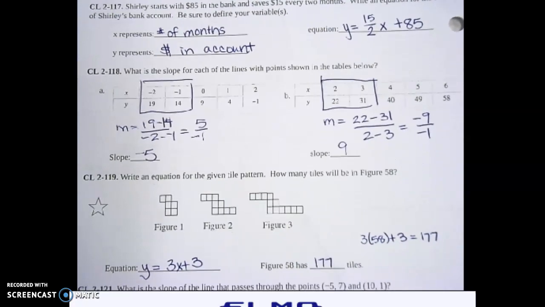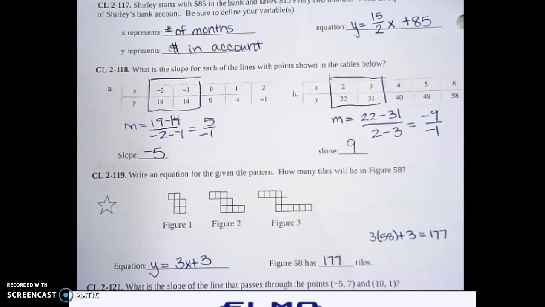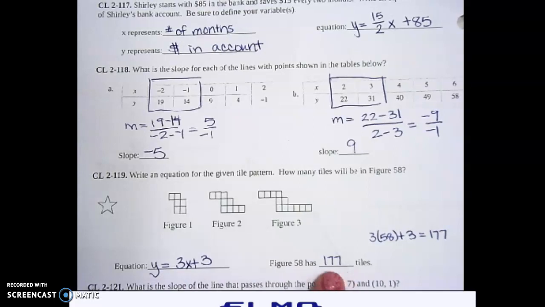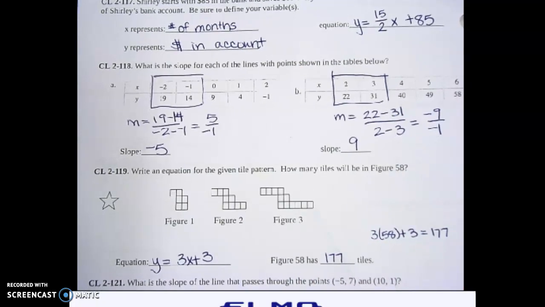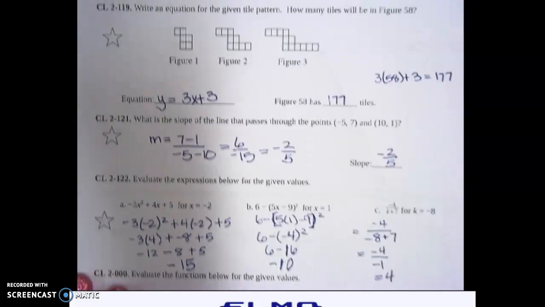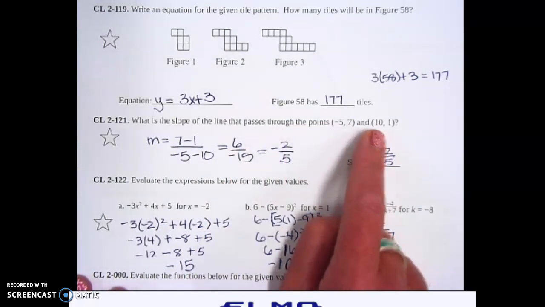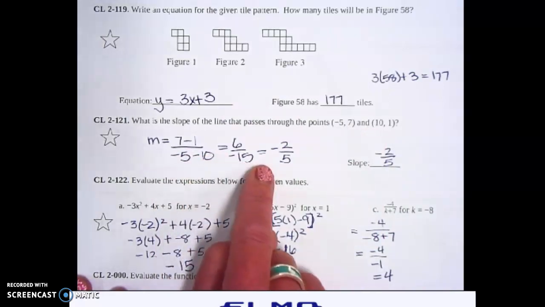Question 119 says, write an equation for the given tile pattern. How many tiles will be in figure 58? The pattern starts with 3 and grows by 3 every time. And so I calculated that figure 58 would have 177 tiles by multiplying by 3 and adding 3. Question 121, what is the slope of the line that passes through these 2 points? So I did the difference of the y's in the numerator, so 7 minus 1, I got 6. The difference of the x's in the denominator, so negative 5 minus 10 is negative 15.